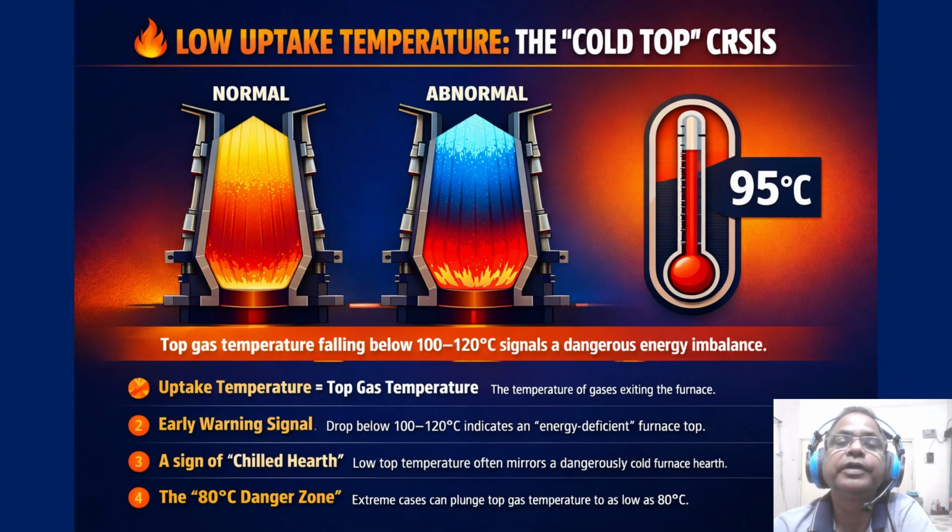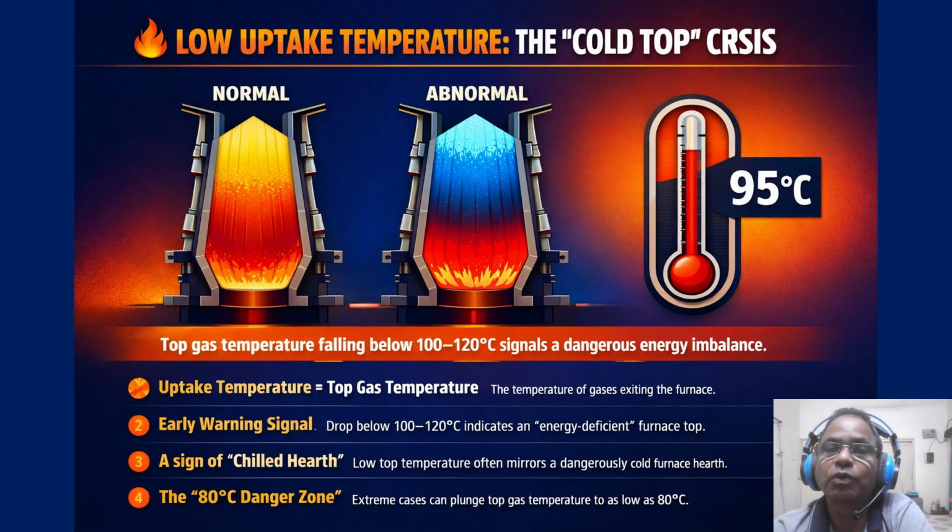On the left, a normal thermal profile, hot gases rise evenly, is shown. On the right, the cold top problem. As you can see, all the heat stays at the bottom and the top is colored cold blue. So this is the low top temperature case, which is simply the top gas temperature falling below 100 to 120 degrees centigrade.